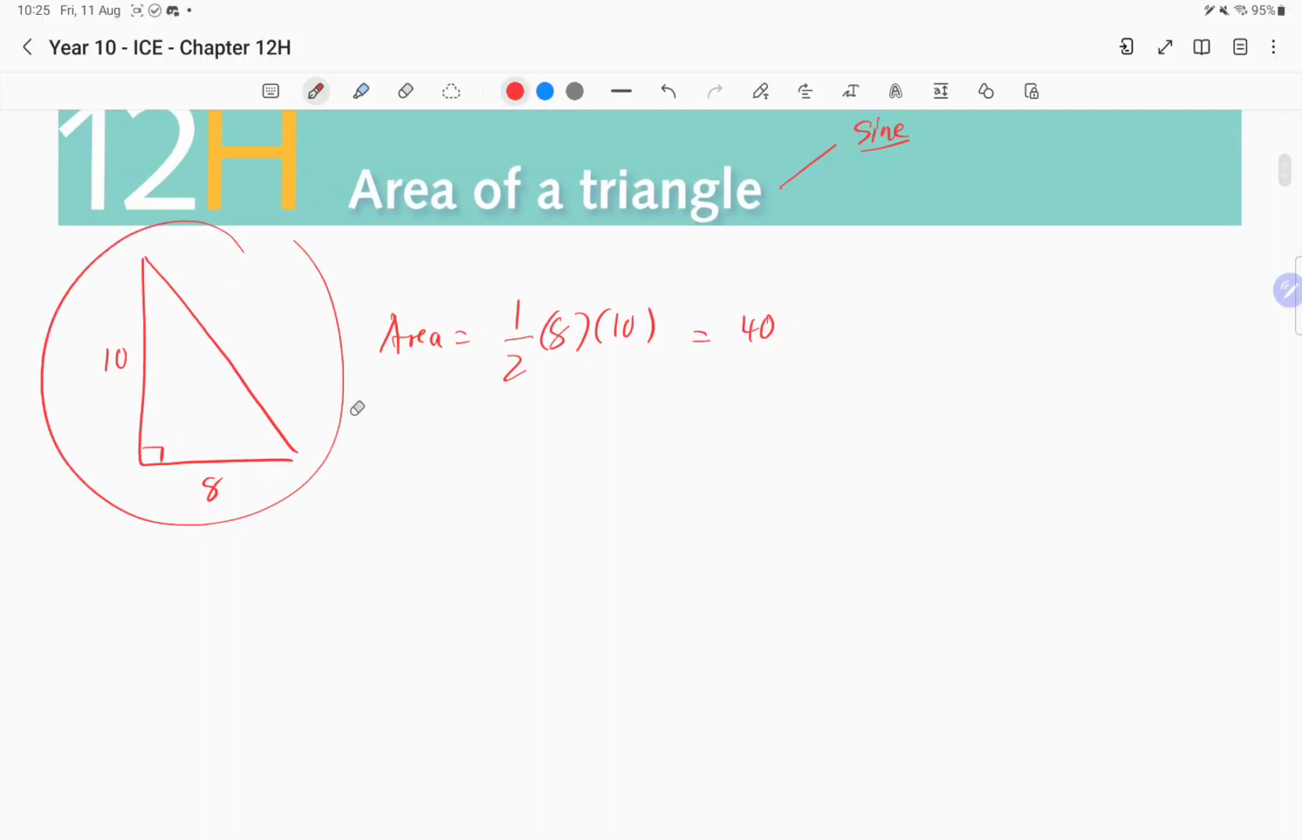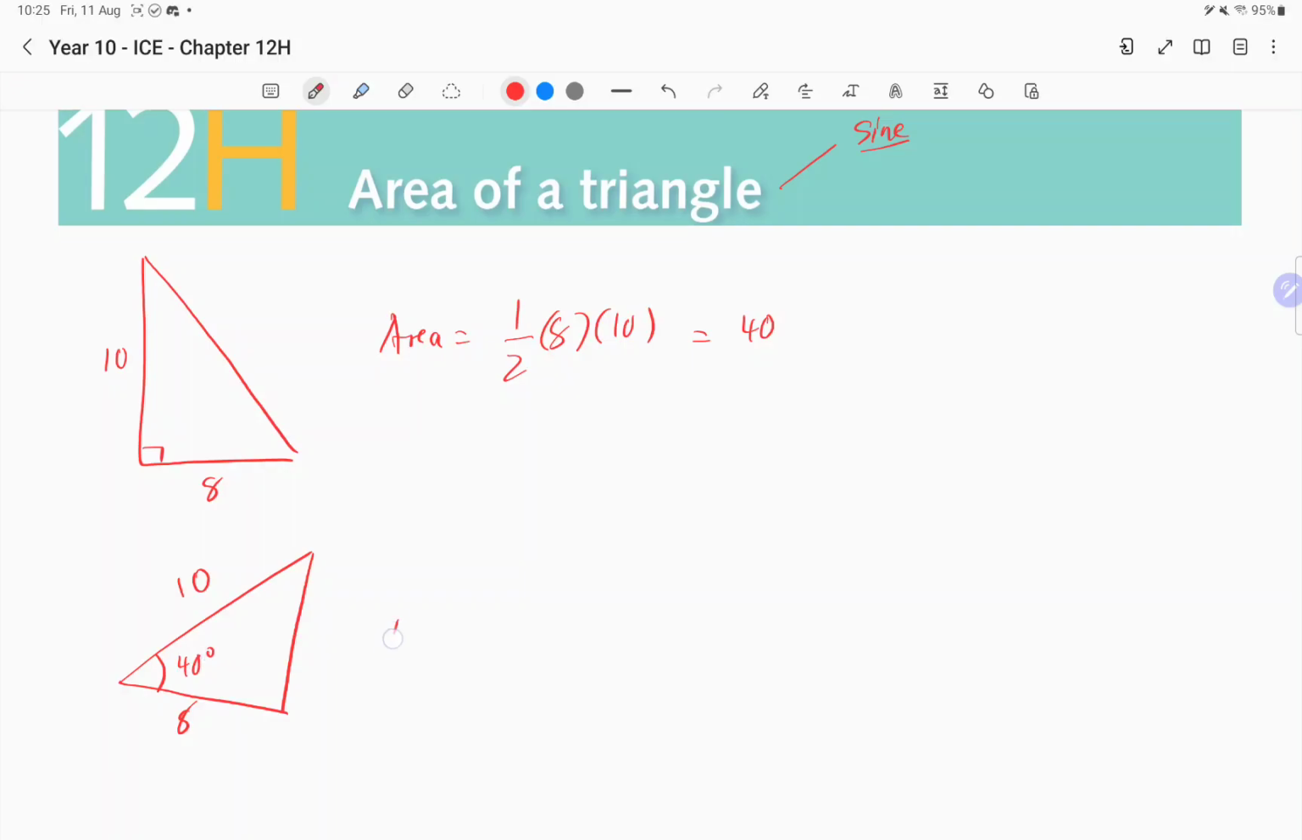Now note that this would work for any right angled triangle, but what if we have a triangle that looks like this, where the 10 length side is here and then the 8 length side is here. Now we know that this angle is, let's say, 40 degrees. What's the area of this triangle? It doesn't really look right angled to me, so let's say this is not a right angled triangle. How do we calculate the area of this scalene triangle?